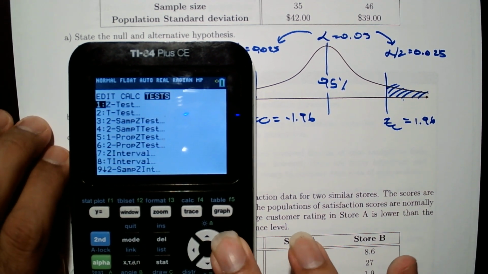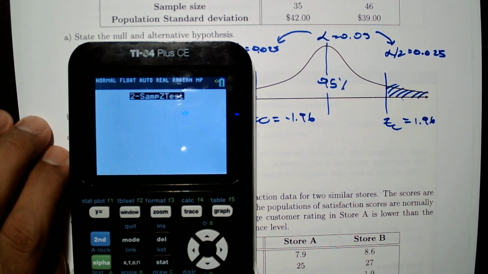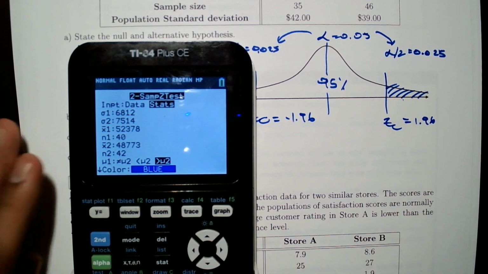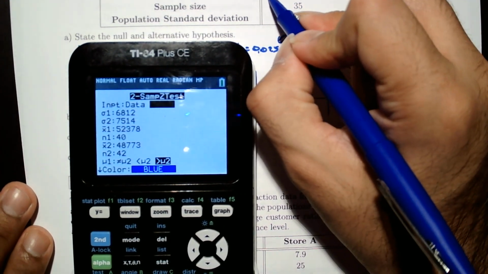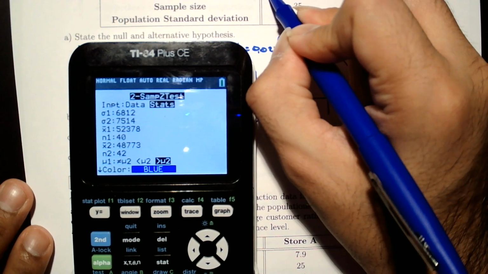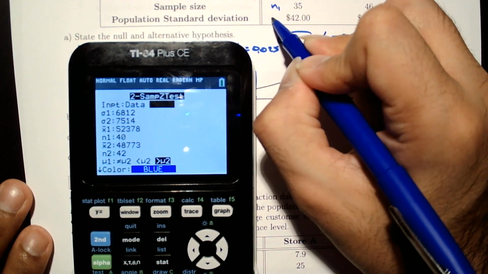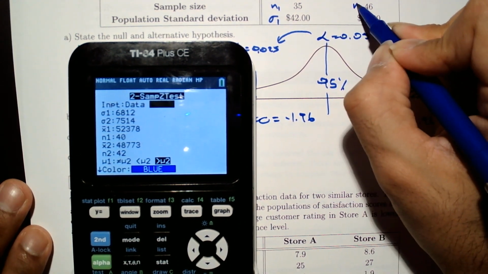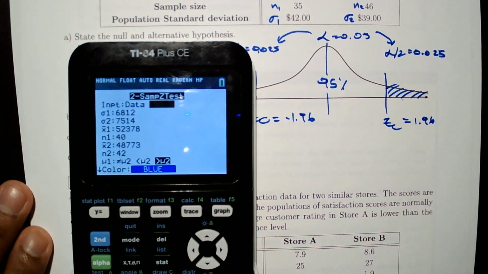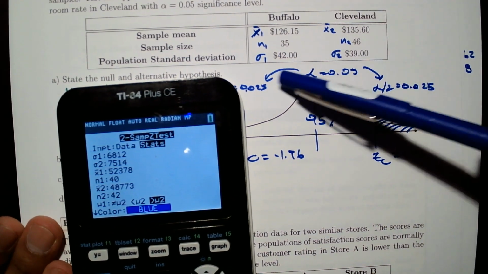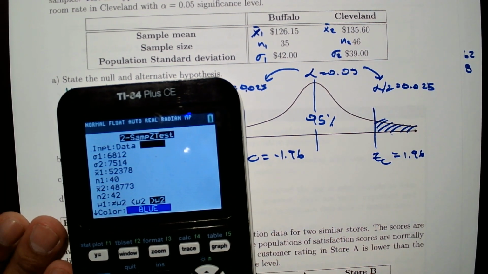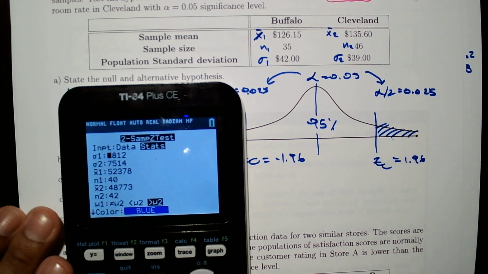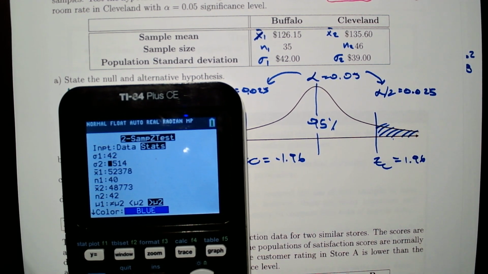So let's go to STAT, TESTS, 2-SampZTest, the third one, and let's put in again x bar 1 and sigma 1, x bar 2 and sigma 2. Let's put these numbers in our graphing calculators. Sigma 1 is 42, sigma 2 is 39. I'm not going to put the zeros. They don't mean anything in this case.